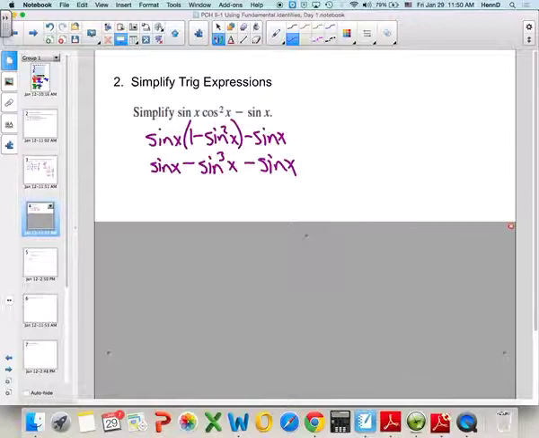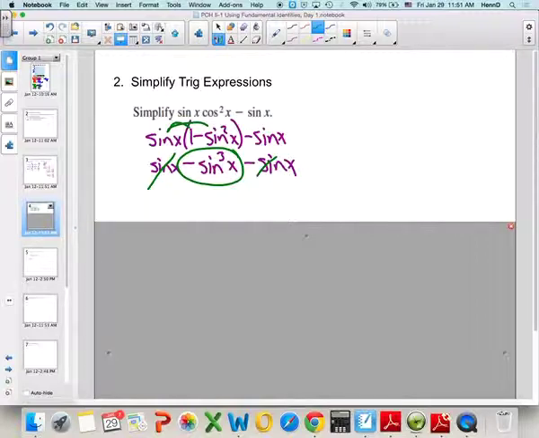So what does that equal? Sine x minus sine cubed x, which is negative sine cubed x. Where did you get negative sine cubed? We distribute. Oh, okay. So yes, we have negative sine cubed x.